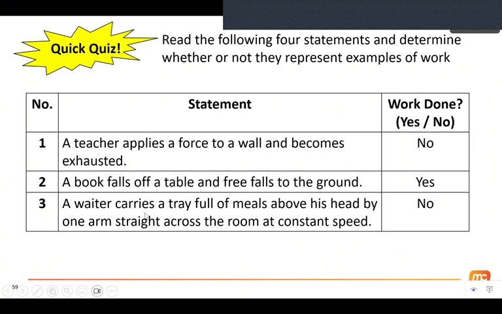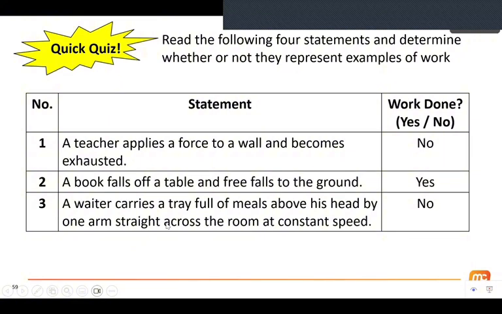A waiter carries a tray full of food above his head by one arm straight across the room at a constant speed. So what happens is there's a tray of food on top of the waiter's head, and the waiter is moving forward. In this case, there's no work done because the waiter exerts a force to lift up that tray of food. The force is upwards from his head to the tray of food. But the tray of food didn't move up. The tray of food just moved forward according to where the waiter moved.